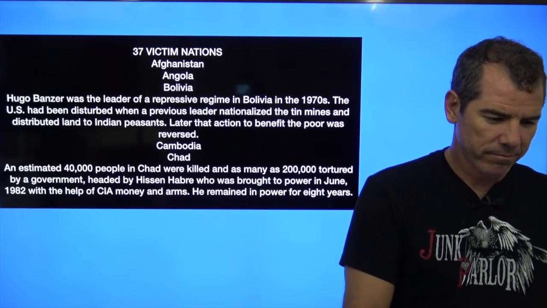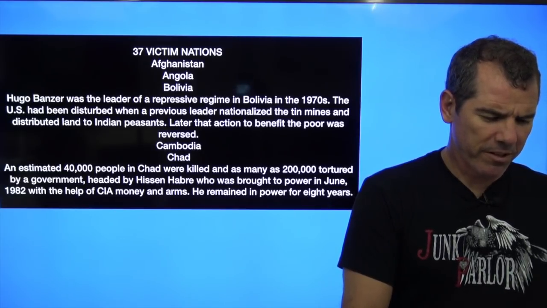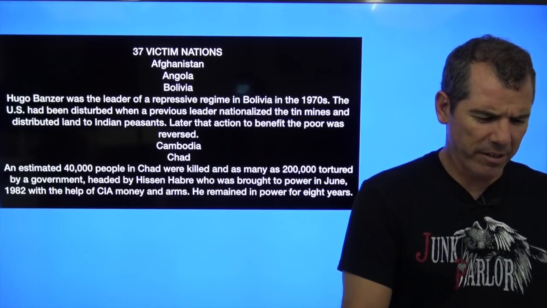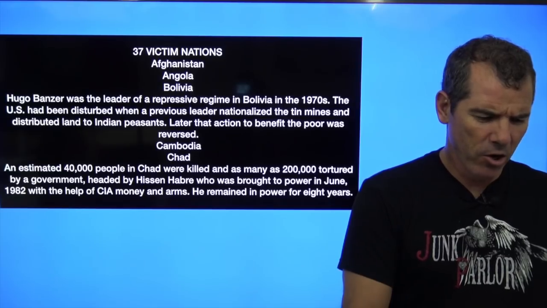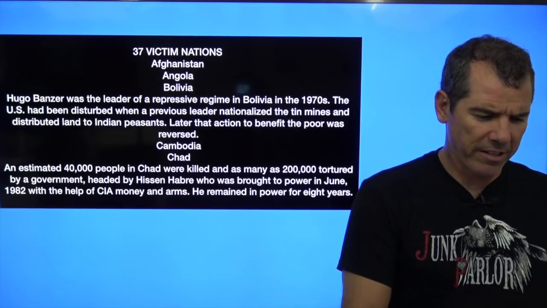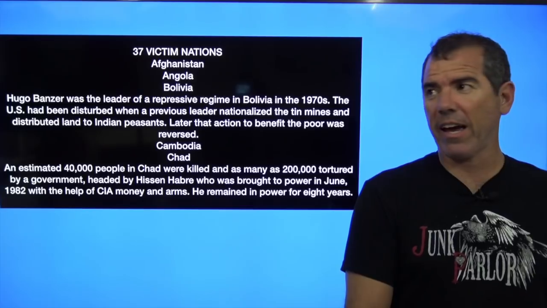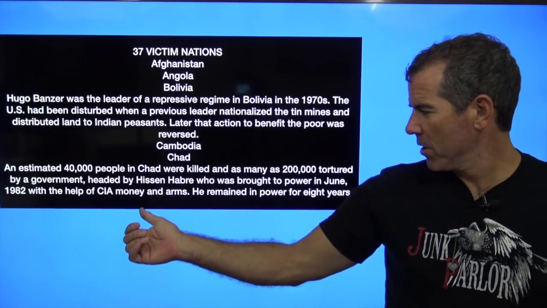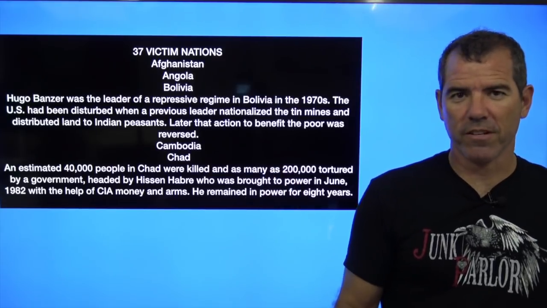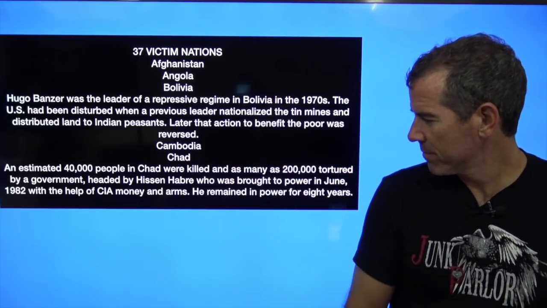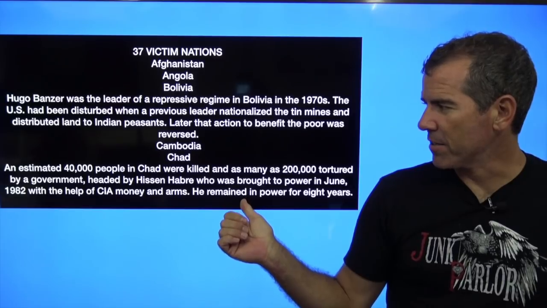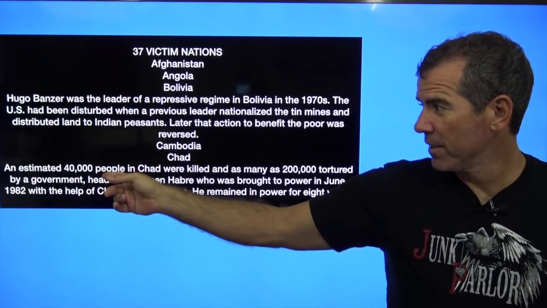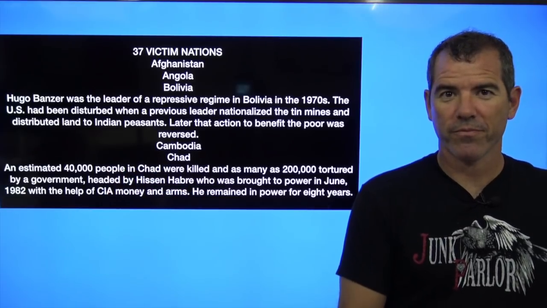Chad. An estimated 40,000 people in Chad were killed and as many as 200,000 tortured by a government headed by Hassan Habre, who was brought into power in June of 1982 with the help of the CIA. Good old CIA. CIA helps. What happens? 200,000 people get tortured. There's America helping. This guy remained in power for 8 years. This guy that tortured hundreds of thousands of people and killed 40,000 people.